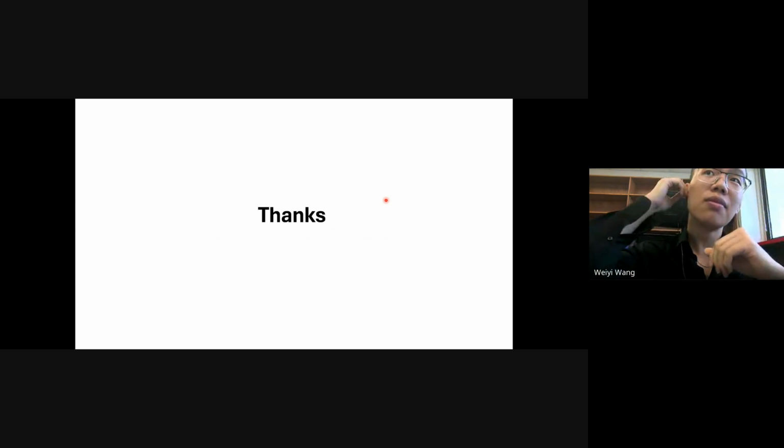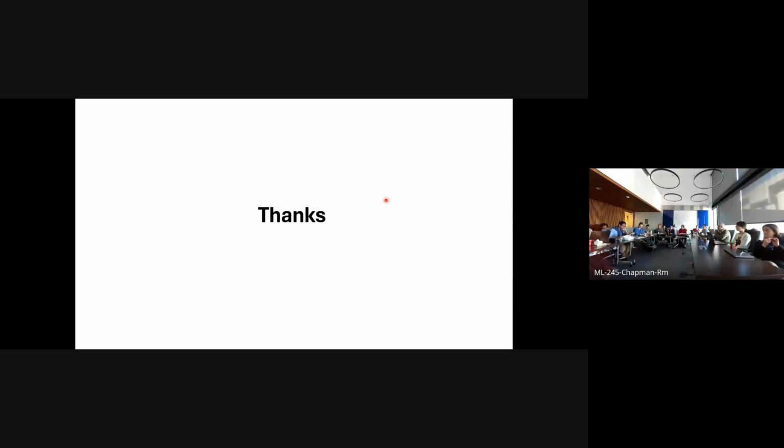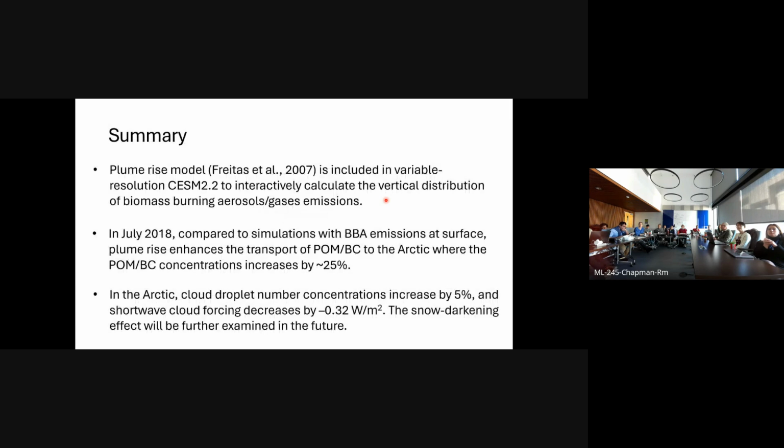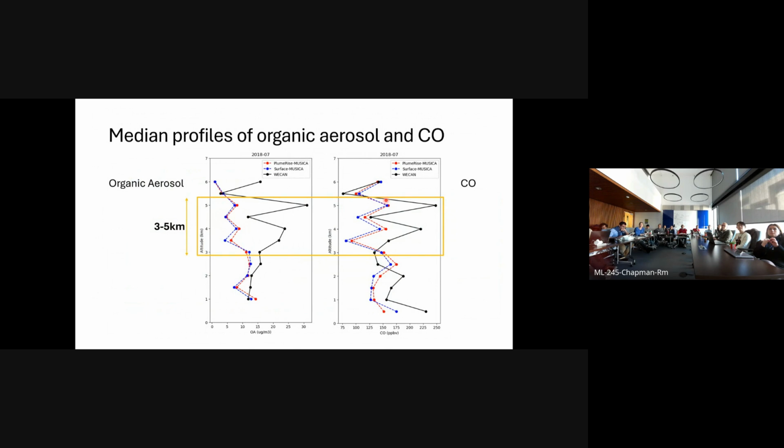Thank you. This is exciting to have interactive plume rise implemented in the model, and we have time for questions. Can you go back to the slide where you compare the plume rise with surface with observations, vertical profile one? Yeah, this one.